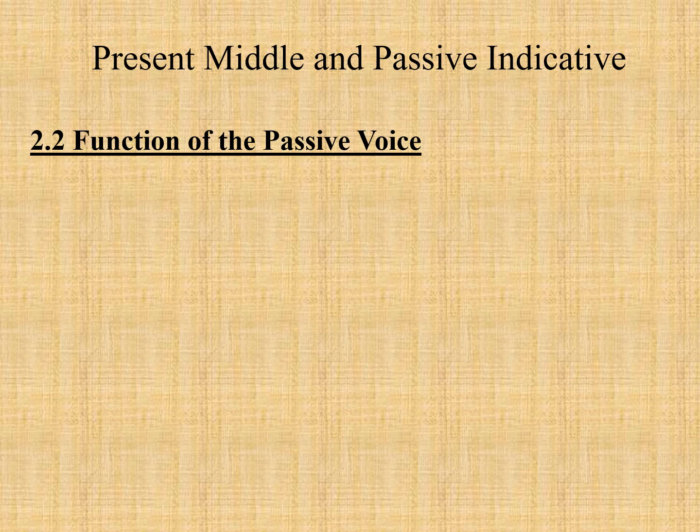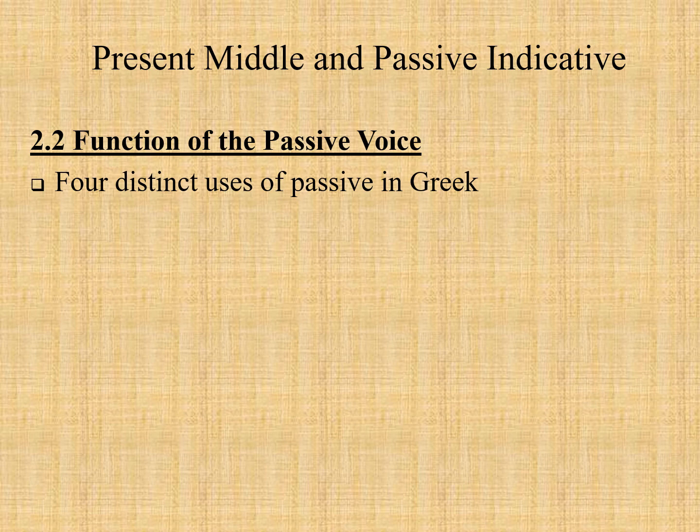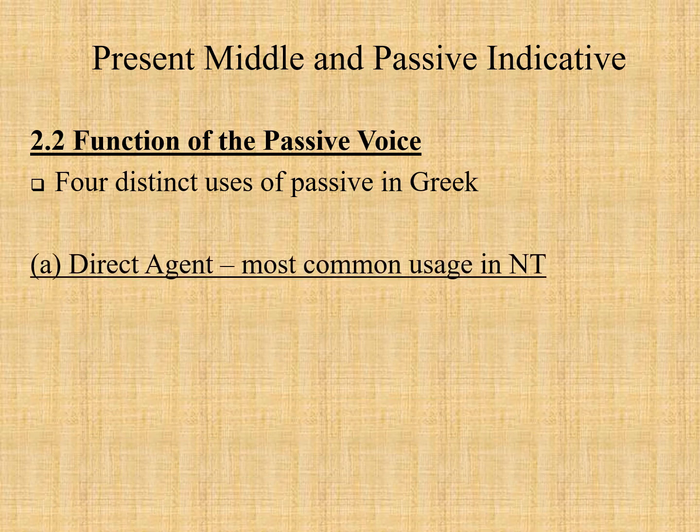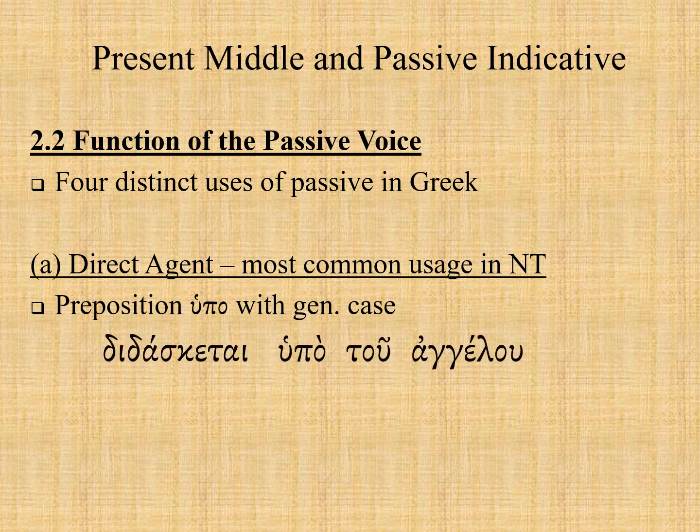So then we have the function of the passive voice, and there are 4 distinct uses of the passive in Greek, and they're really not quite that distinct because the verb remains exactly the same. It's just a matter of which preposition we're using in association with the verb. So we have the direct agent, which is the most common usage in the New Testament, where we use the preposition hypo with the genitive case. So didasketai hypo tou angelou. You can see that there's the etai ending that helps identify the verb as middle or passive, and here it is passive, and it is followed by the preposition hypo, by. So he is being taught, or he is taught by the angel. So the translation is very straightforward.